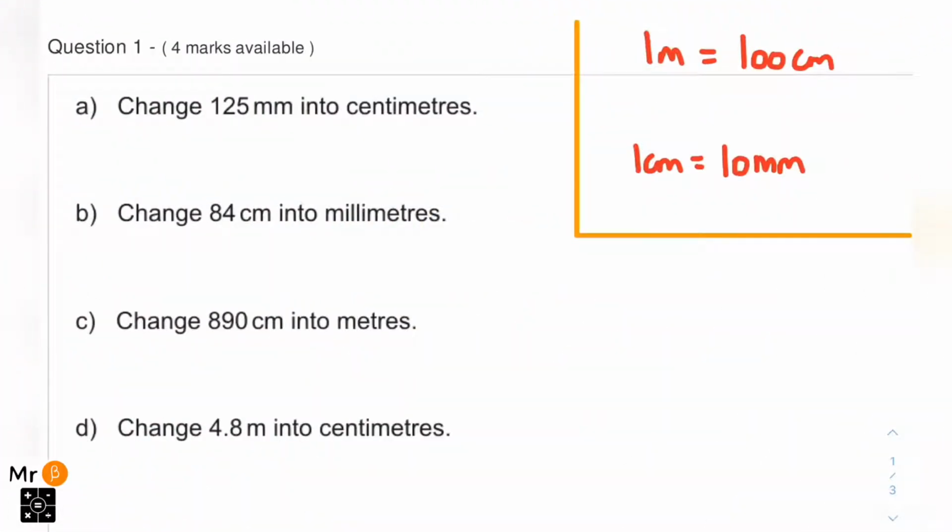Right, so having a look at these metric conversions, we need to remember these two facts. So 1 metre is equal to 100 centimetres. Therefore, to go from metres into centimetres, to go from 1 to 100, we times by 100. Likewise, to go from centimetres to millimetres, to go from 1 to 10, you times by 10. To reverse this process, so to go from centimetres to metres, you would be dividing by 100, and to go from millimetres to centimetres, you'd be dividing by 10.